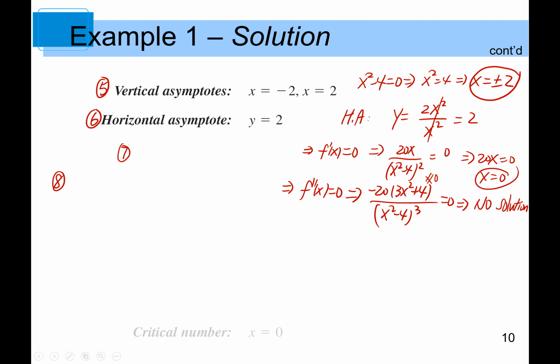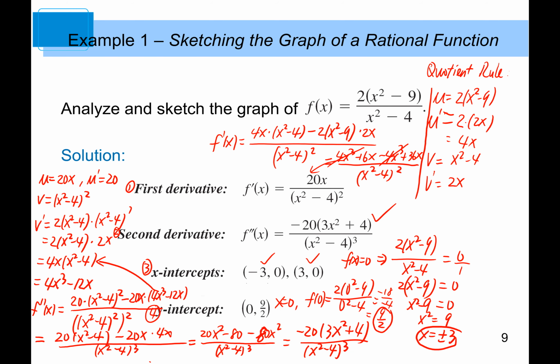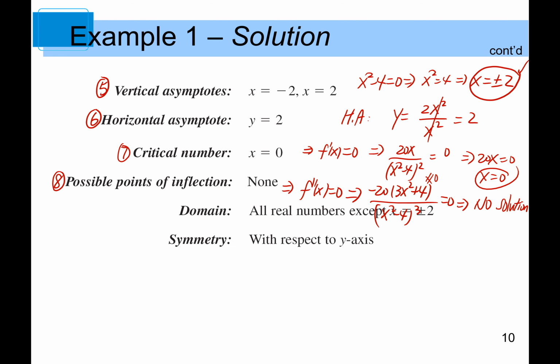So that indicates there's no possible point of inflection. In terms of domain, it's all real numbers except whatever numbers make the denominator equal 0. In this case, plus or minus 2 make the denominator equal 0, which we also calculated here. So, all real numbers except x equals plus or minus 2.